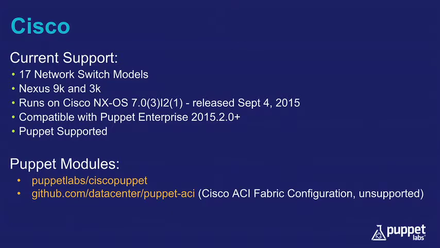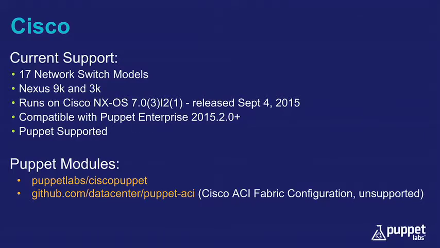When it comes to Cisco, we recently announced our support for the Cisco Nexus lines. These are the 9K and the 3K series switches. This came out just a couple months ago in September, and it's compatible with Puppet Enterprise 2015.2 and later. On the open source side of things, that corresponds to Puppet 4.0 and later, because that's when we made the change to the language there.